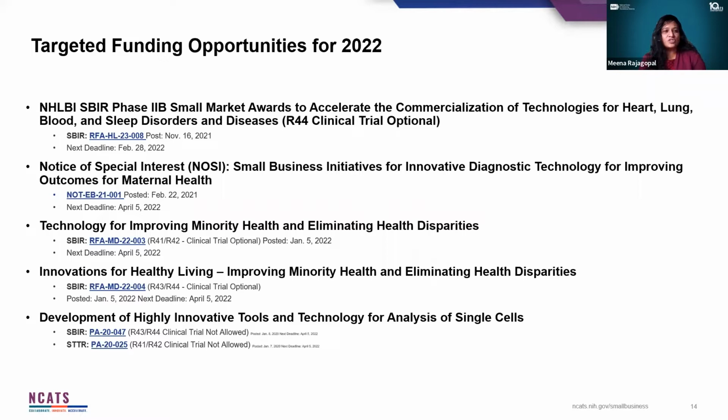In this slide, I just wanted to spotlight some of the targeted funding opportunities that we have available for small businesses that we are currently accepting applications for. Again, I'm not going to go into the details of this, but please, I would encourage you to go to our website and familiarize yourself with these funding announcements. And if you have any questions, please reach out to us.